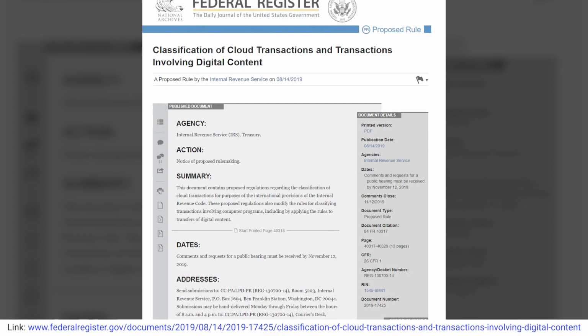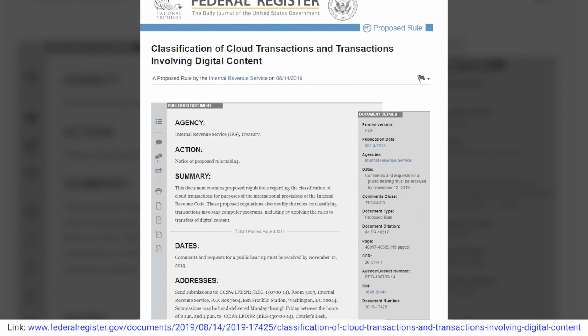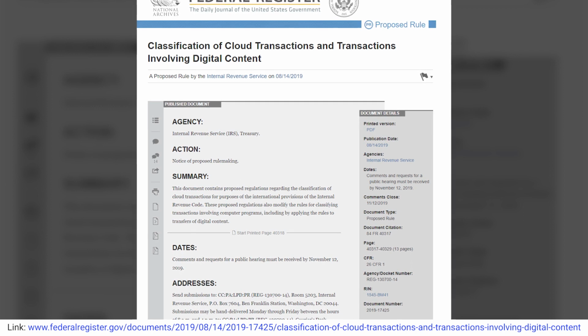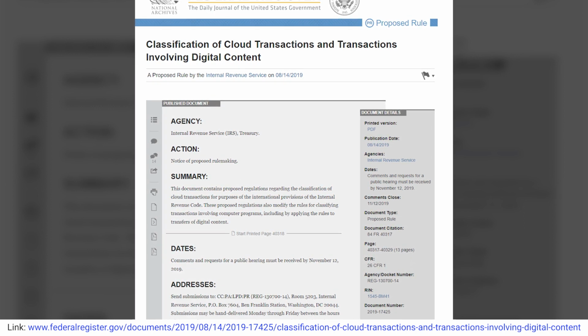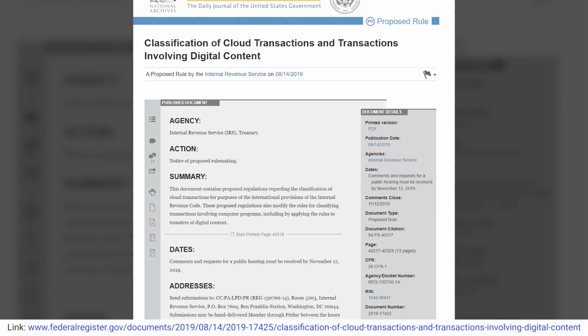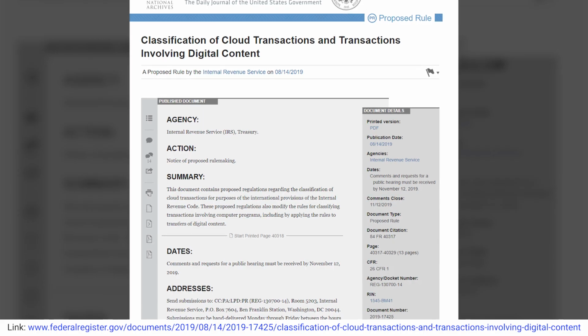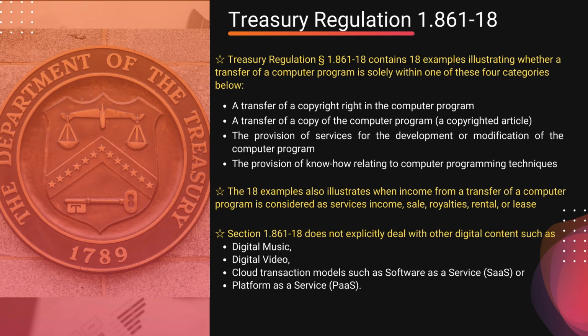And if you want to take a look at that proposed regulation for SaaS and PaaS and digital music and digital video, take a look at section 1.861-19. That deals more with other digital content such as the ones that I'm talking about here. But for the purpose of this video, we're going to take a look at section 1.861-18 because that regulation was finalized back between 1998 and 1999. That regulation is solid and it has 18 examples that we're going to talk about.